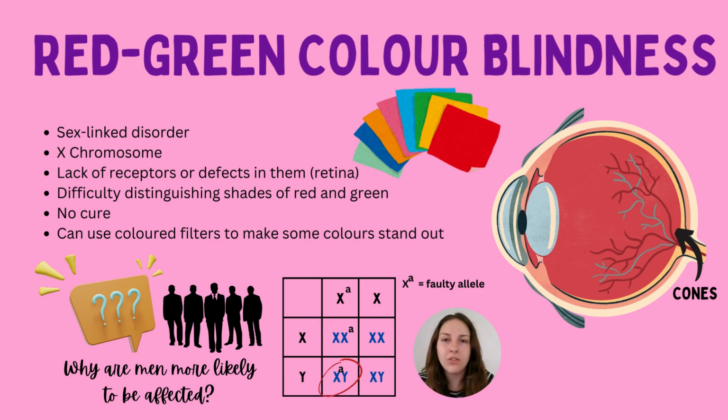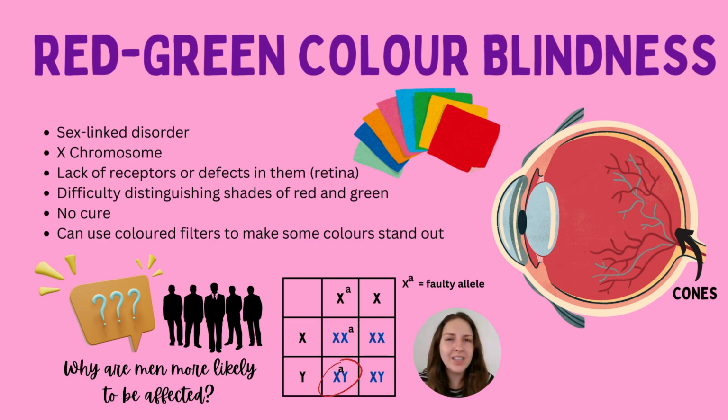However, someone with this condition of red-green colour blindness doesn't have the ability to easily distinguish between those shades of red and green. There's no cure for this, really. What people can do is use coloured filters, maybe glasses, to help those colours stand out a bit more. Some people find that more confusing, so often people don't really do anything about this.